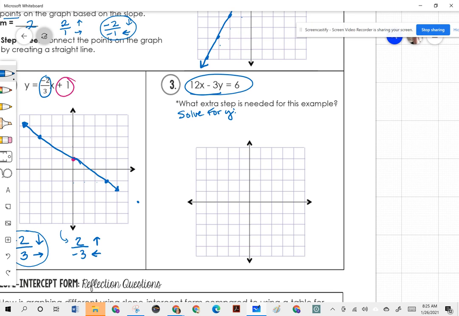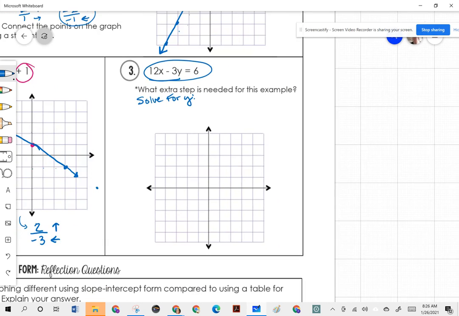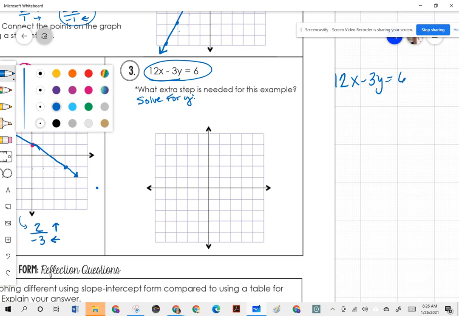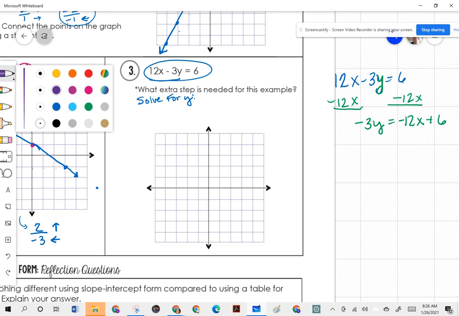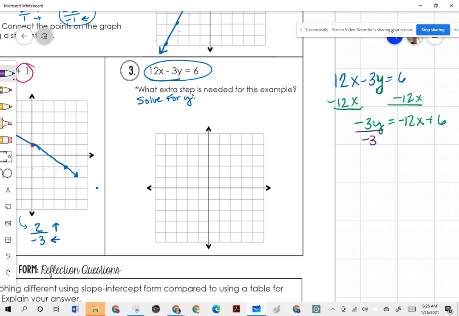So what we're going to do is I will do my arithmetic over here. So 12x minus 3y equals 6. So again, I remember what I want to do is I want to get y by itself. So I'm going to subtract the 12x. I get negative 3y is equal to negative 12x plus 6. And then from here, I need to divide each term by negative 3.